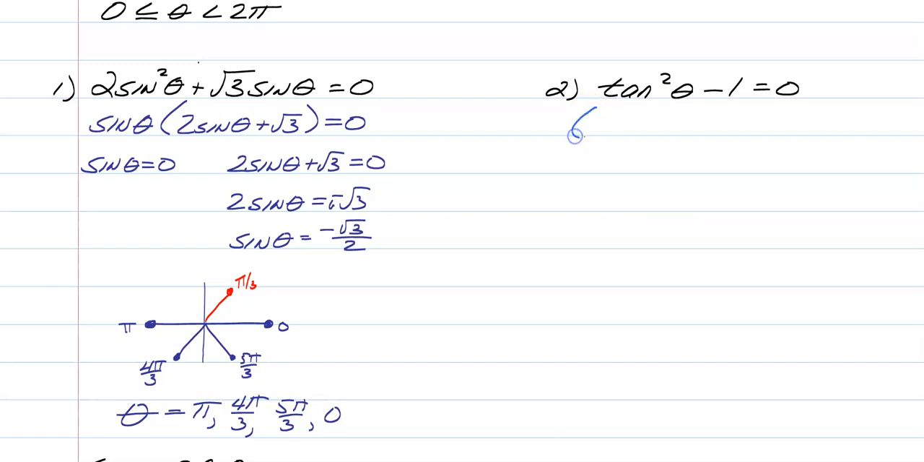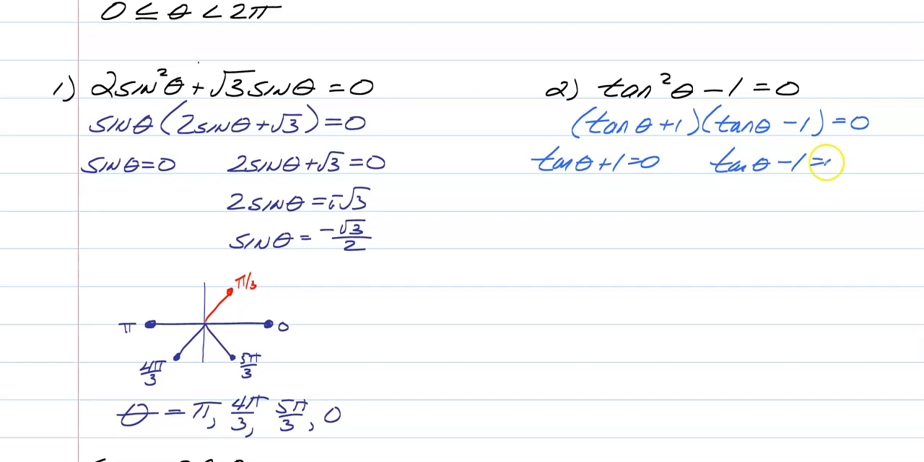This could be factored using difference of 2 squares. So that would give us tan theta plus 1 and tan theta minus 1 are equal to 0. Set each one equal to 0. So tan theta plus 1 equals 0. And tan theta minus 1 equals 0. So tangent theta is equal to a negative 1. And tangent theta is equal to a positive 1.